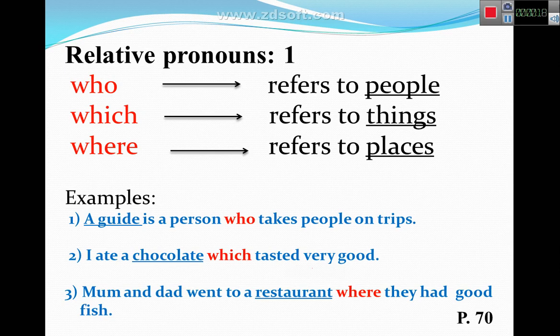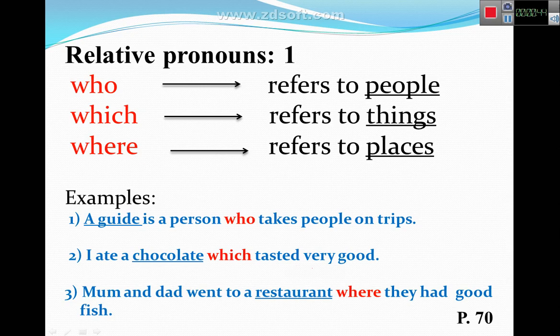This is from page 70 that we studied and finished, but we're going to review what we studied in the previous lesson. Relative pronouns part 1. Who, which, and where are relative pronouns. Who refers to people or a person. Which refers to things. It is also used with things or animals. Where refers to places, any place.